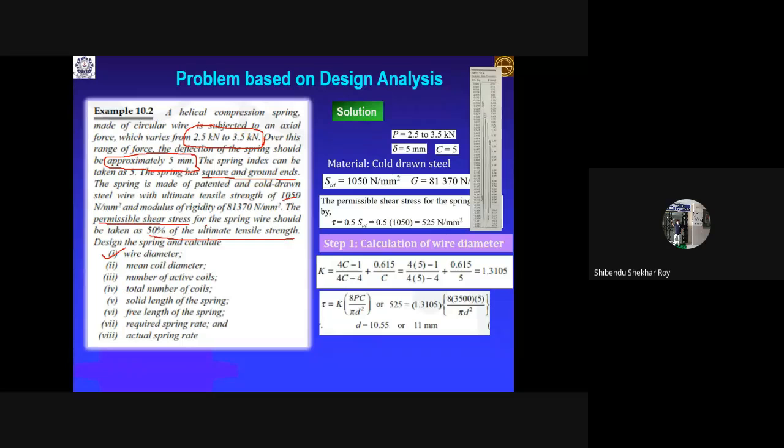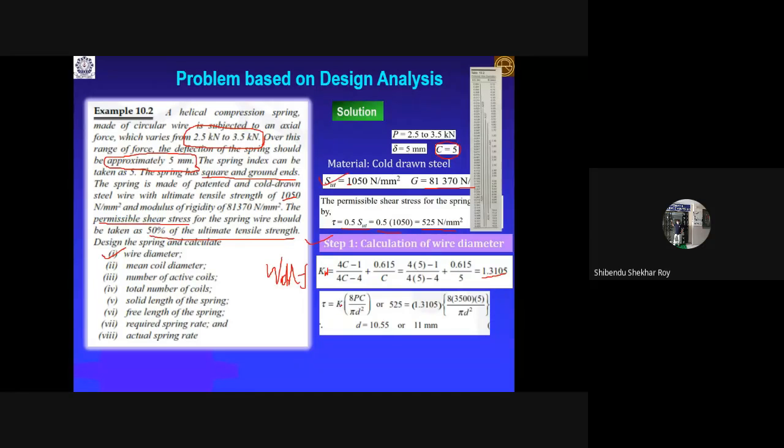Okay, 3.5 kilonewton. Now the material has been mentioned, cold drawn patented steel, then SUT is given as 1050, then G is given as this value, then permissible shear stress of the spring material is 50% of SUT, that means 525 Newton per mm squared. Now first you have to calculate the wire diameter, and in order to calculate wire diameter, you have to use the Wahl factor. So Wahl factor is Kw. Kw is given as (4C minus 1) divided by (4C minus 4) plus 0.615 by C, and put, as you know, the C value, the spring index value, already it is mentioned. You choose C equal to 5, put the value, you will get Kw.